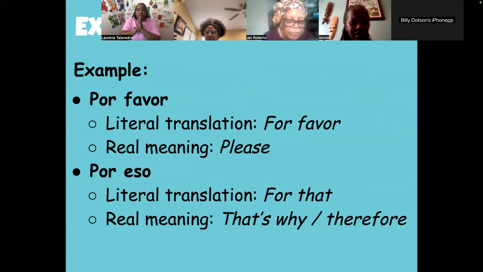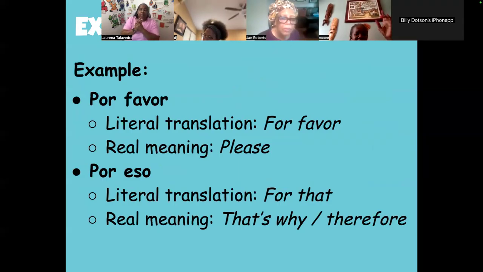Por ejemplo, for example, por favor. The literal translation is "for favor." The real meaning is please. Okay, second example, segundo ejemplo. Can you use that por favor in a sentence? Sí.